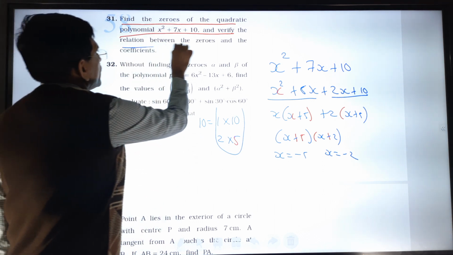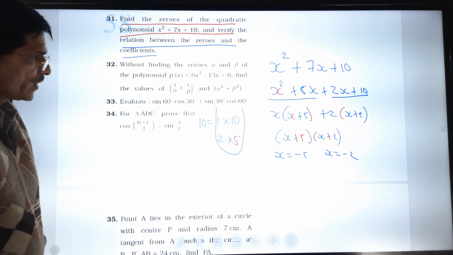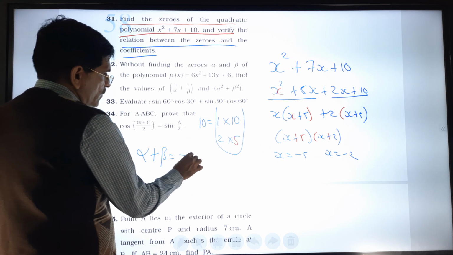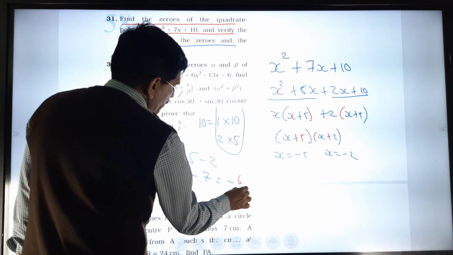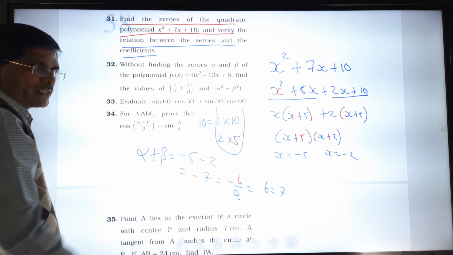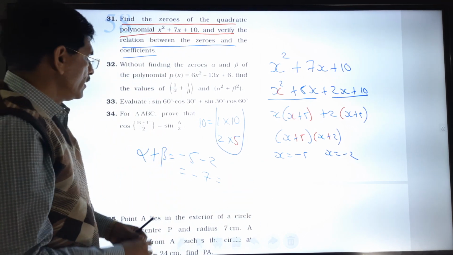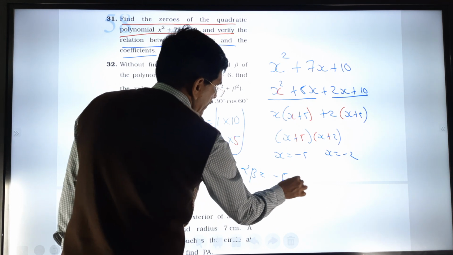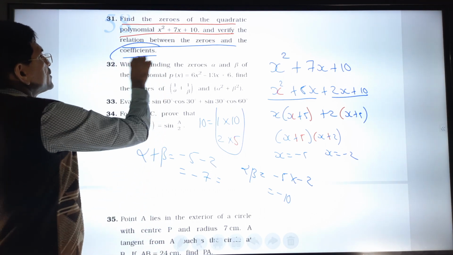Now the question is to verify the relation between the zeros and their coefficients. For the sum of zeros, if I write alpha plus beta, then minus 5 minus 2, that is minus 7. So minus b by a, where b is equal to 7, will be satisfied. Here the sum of zeros is minus 7, and the product of zeros is minus 5 into minus 2, that is 10. Now I want to verify with the coefficients.